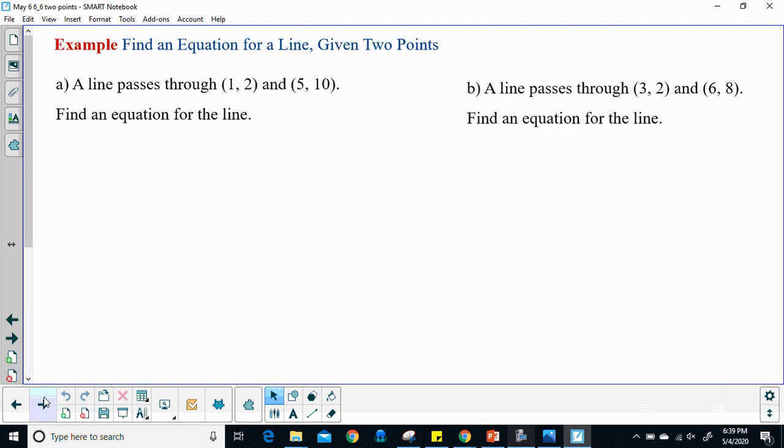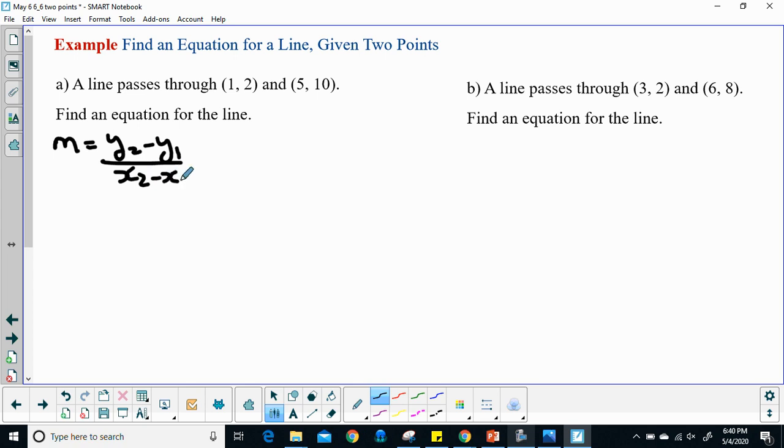Here we have a line that's passing through points (1, 2) and (5, 10). We need to find an equation for our line. So, let's see, slope is y2 minus y1 over x2 minus x1. Remember, order doesn't matter as to which one's 1 and which one's 2, but you have to be consistent. So if I put the first point first, 2 minus, second point second, the y value is 10, the x value is 5.